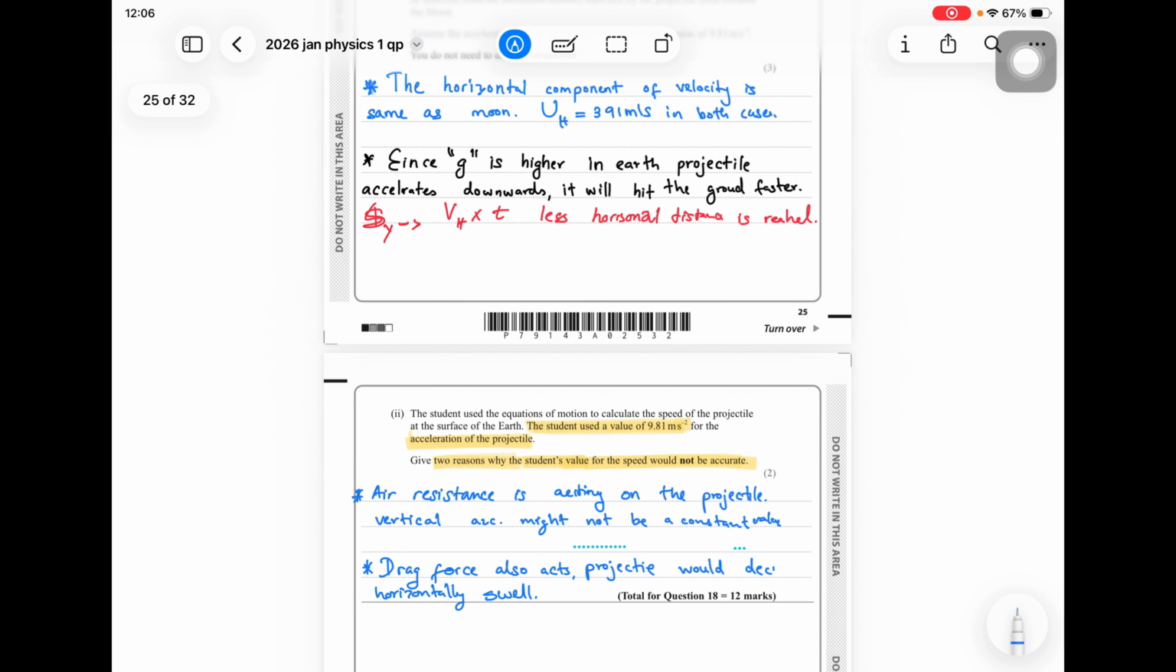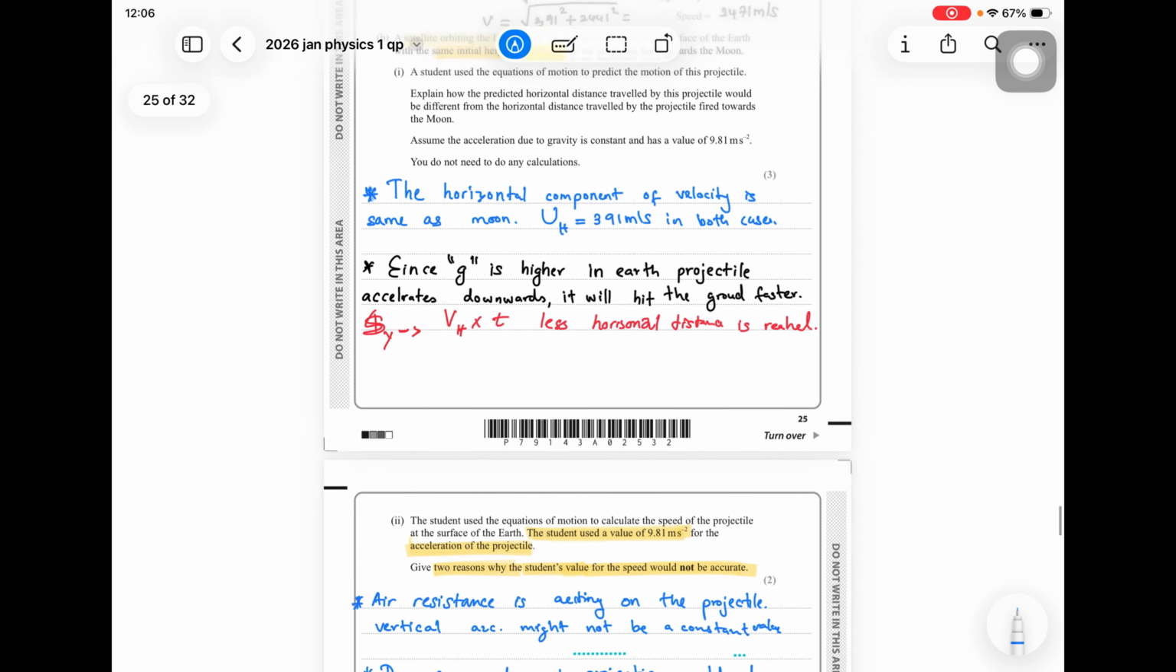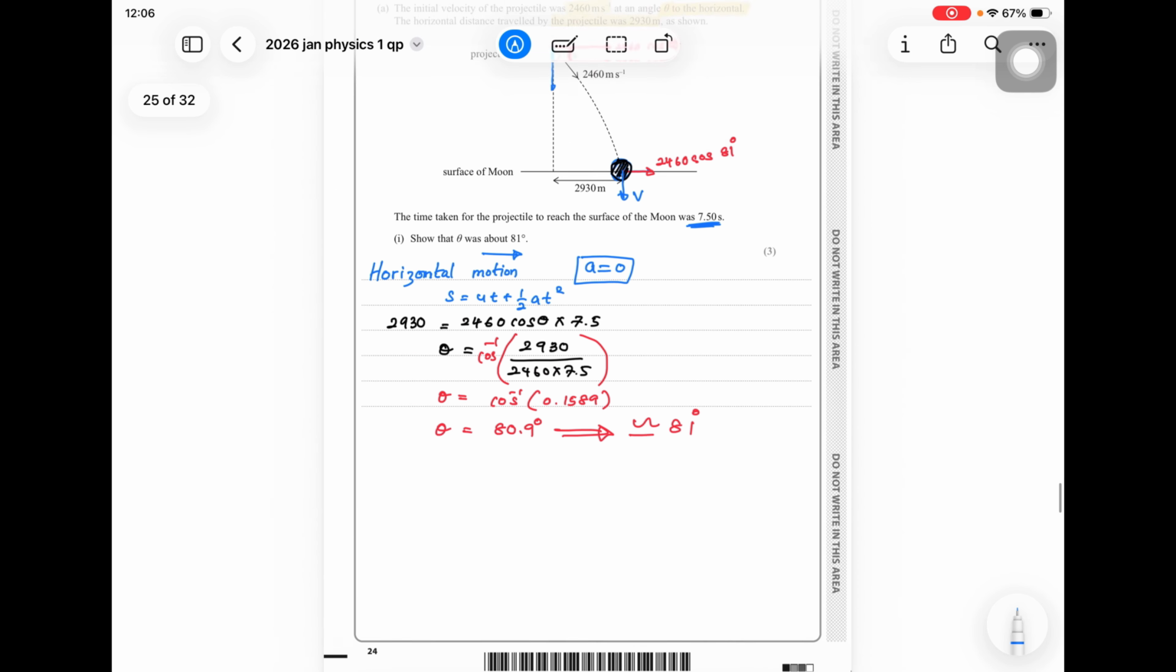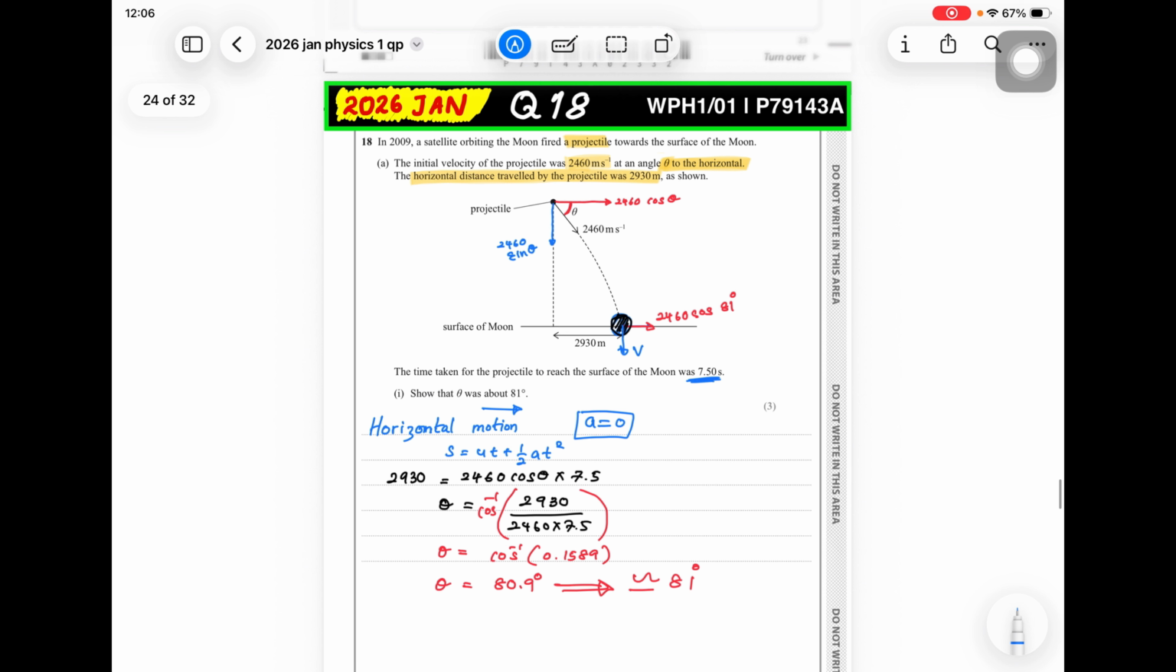That will complete all our motion questions on the projectile. So we started from a simple projectile, and we came up to a great answer at the end. Thank you.